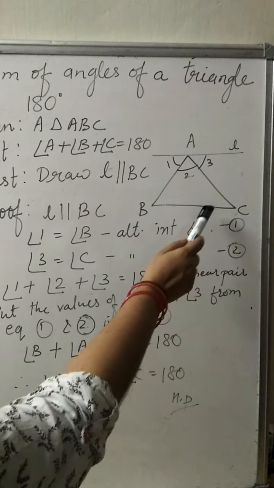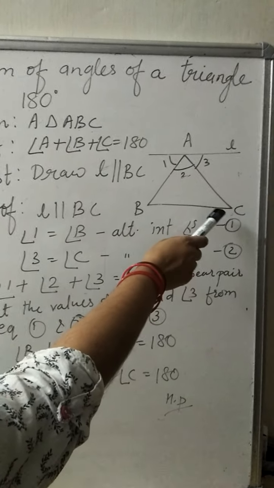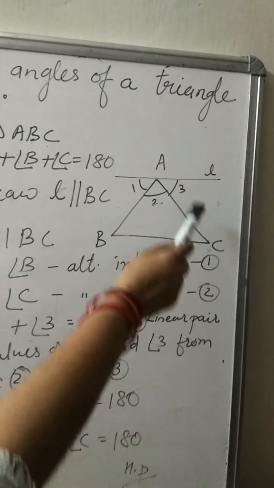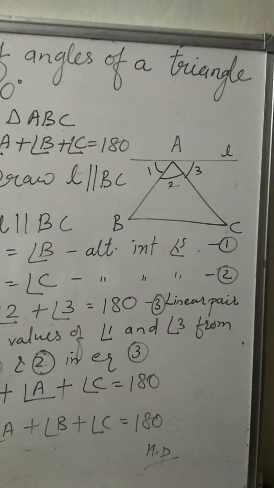Similarly, if L is parallel to BC, then AC is a transversal. If AC is a transversal, then angle 3 is equal to angle C, for the same reason: alternate interior angles.